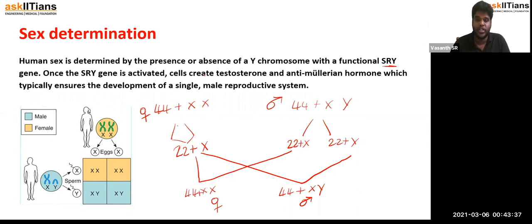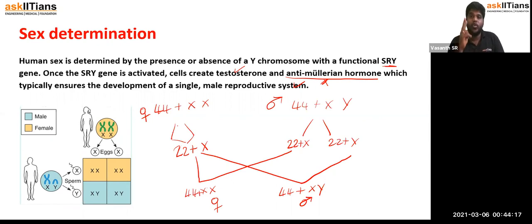And this gene creates testosterone and anti-Mullerian hormone. Anti-Mullerian hormone is going to act against the formation of female reproductive organs. When this is failing, there will be no sexual differentiation actually. So this typically ensures that only testosterone will be influential, and anti-Mullerian hormone will suppress the expression of any female characteristics, and that will result in expression of only the male reproductive system. So that is what is going to determine the sex of an individual.